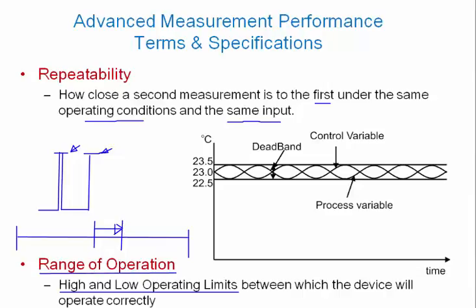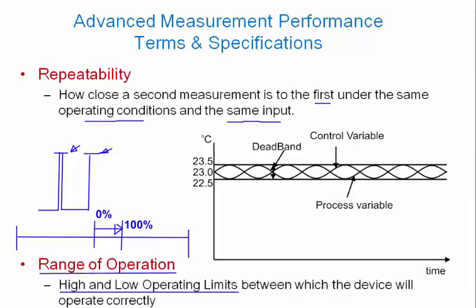So then we have a measurement here, and that becomes our, sorry, just having trouble aligning this, that becomes our 0% there. And then this line here represents the 100%. So the range of operation is important.